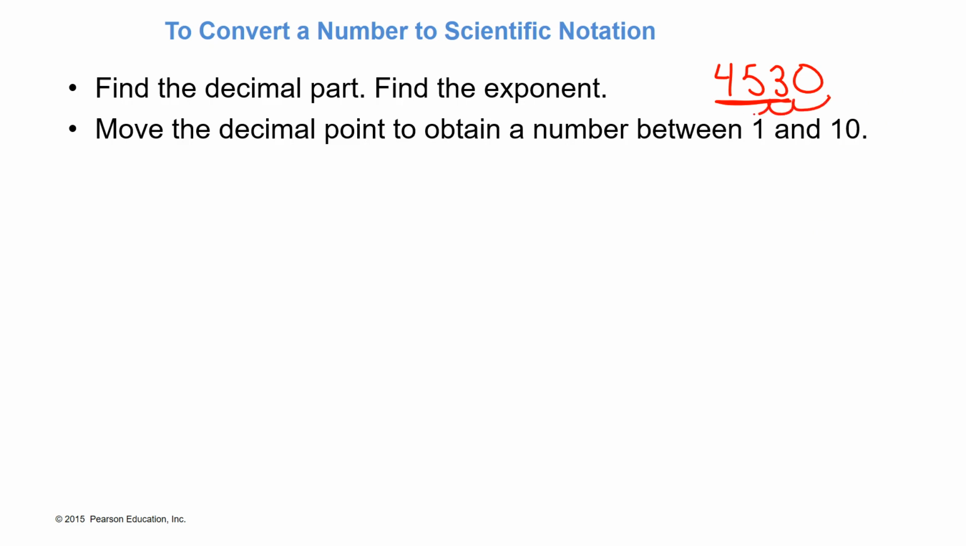So 1, 2, 3. So I have the number now, 4.53, for my decimal part. Why am I not including the 0 in this? It's not significant.